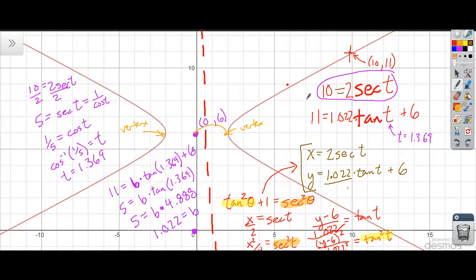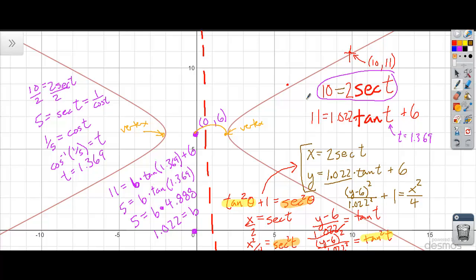Instead of tangent squared, I'm writing y minus 6 squared over, and you have a calculator, I'm sure, you can figure this out. What is 1.022 squared? Plus 1, right? So it was tangent squared, which is here, plus 1, I bring that along, equals secant squared, which is equal to x squared over 4. You can manipulate this and write it in different ways, but this is fine. That's a rectangular equation.